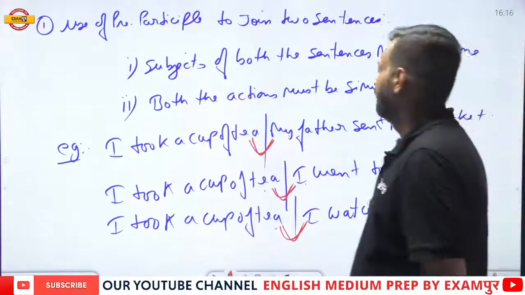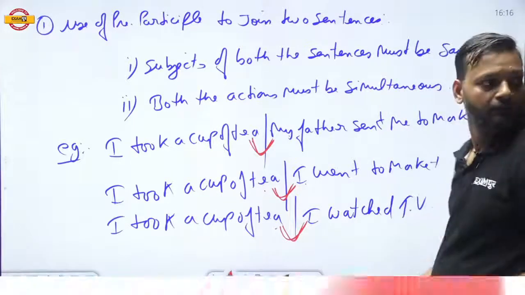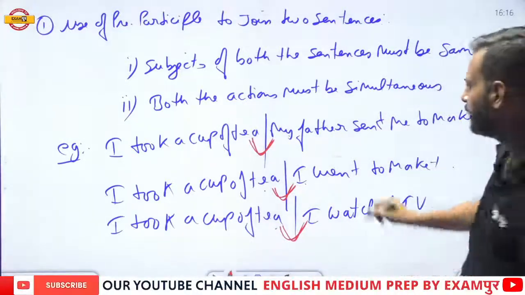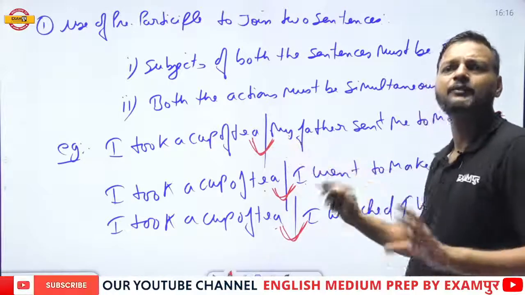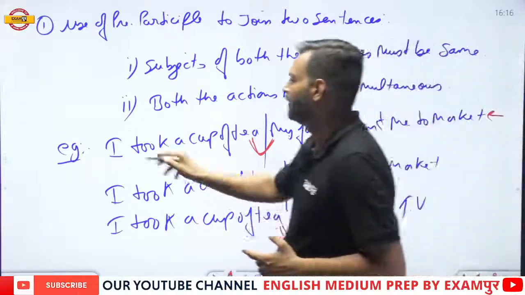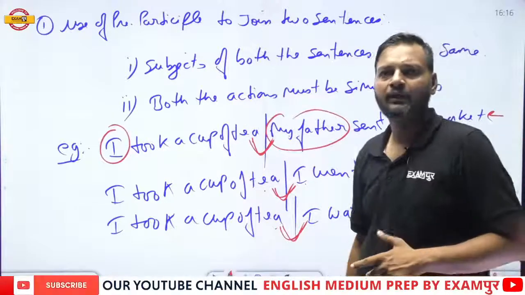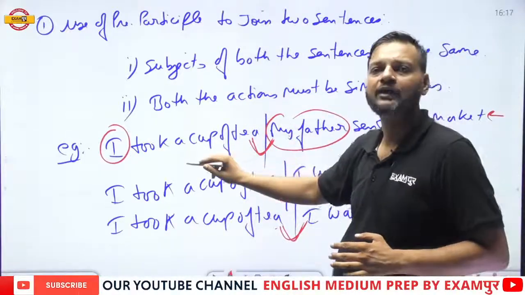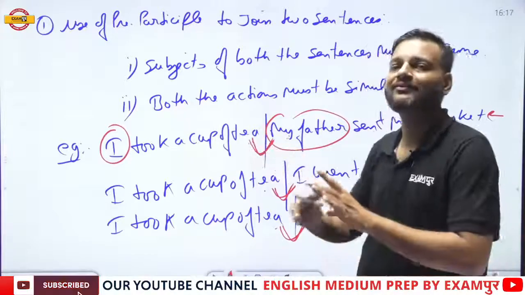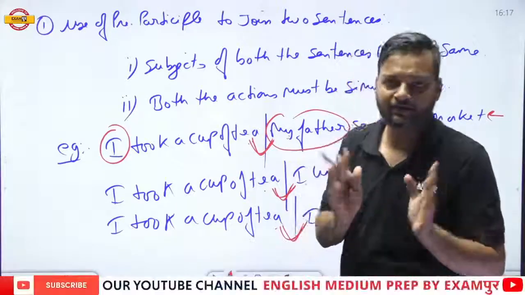See, this pair cannot be joined using present participle. Why? Because here both the sentences have different subjects. Okay, so the first condition is not fulfilled here. That's why these two sentences cannot be joined using present participle.